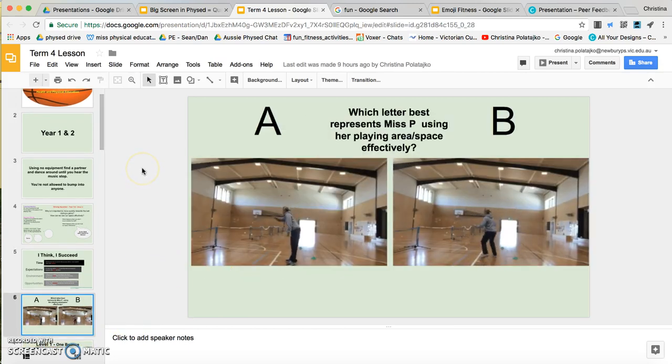And here's an example of our focus from our learning intention. So focusing on moving towards the ball, moving towards an object using your hands and eyes and feet, and also using your space effectively. So this is an example of Miss P. The letter A, obviously not using the space effectively, and letter B is Miss P using her space effectively. So the students have to then decide which one is which and which one they will follow.